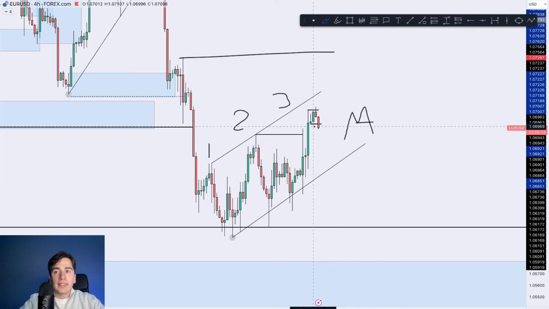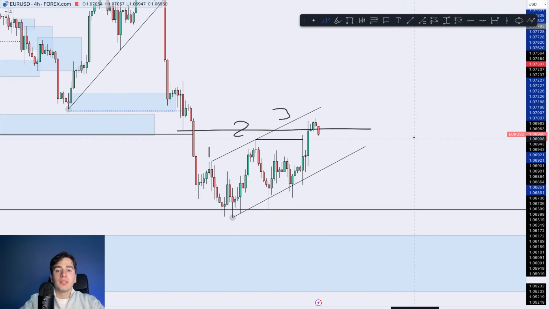So what I'm going to be looking at is this upcoming 4-hour close, just to see that it's not some liquidity swipe. If we see a nice bearish close, that means that we have confirmed supply over here, and I'll then be looking for a short further down. So that is that on EURUSD.